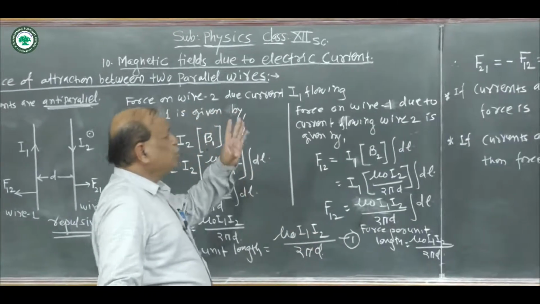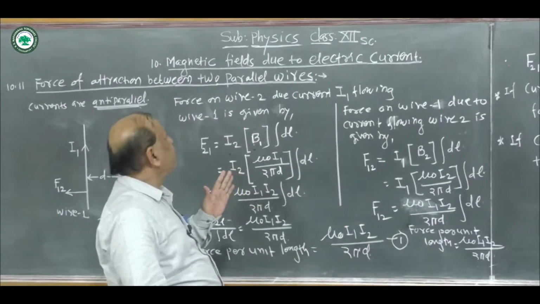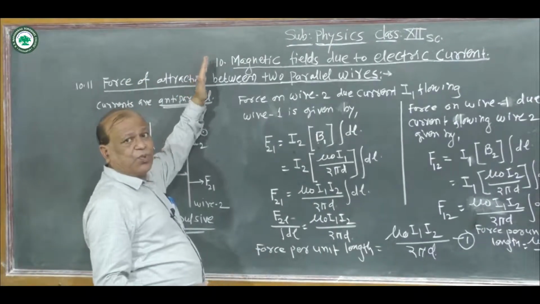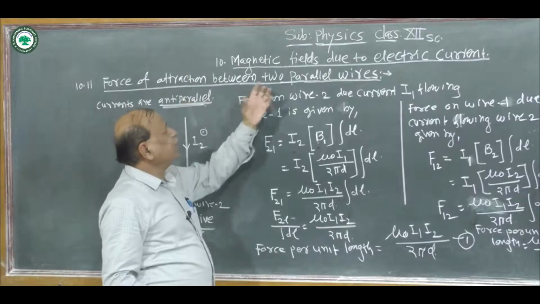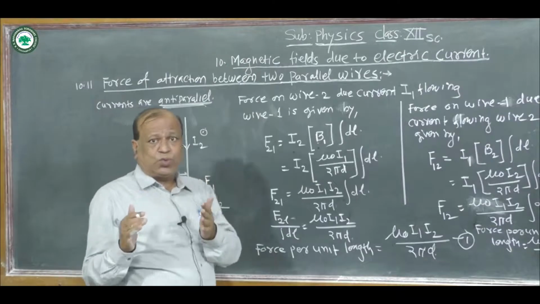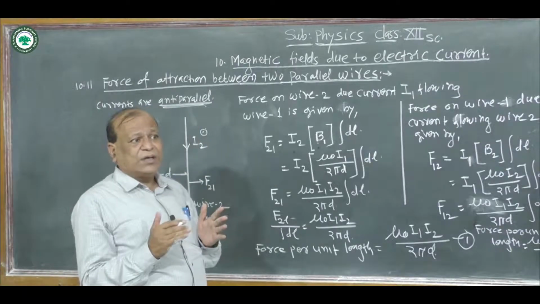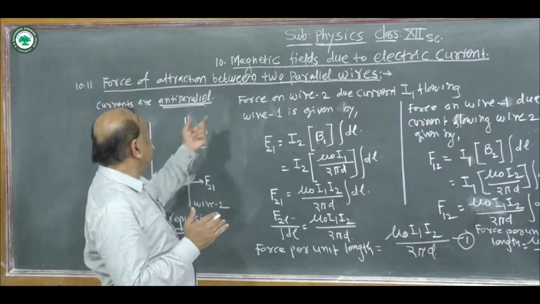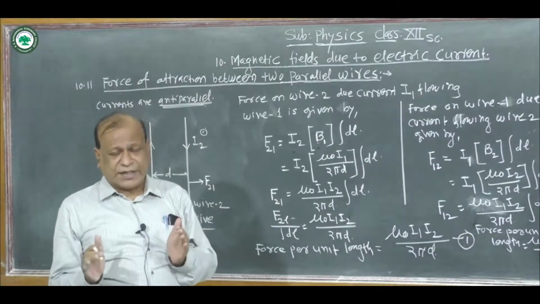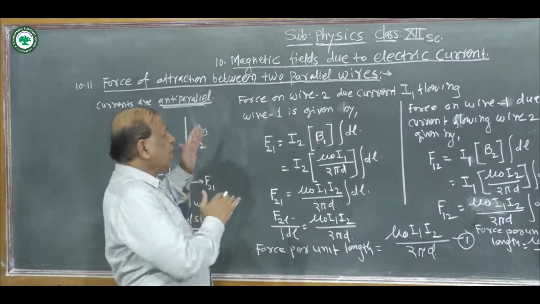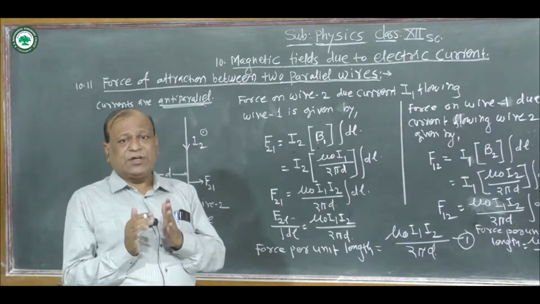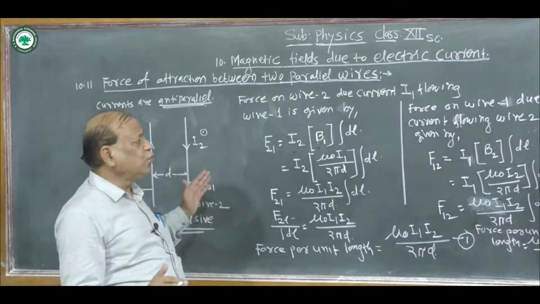In this way, we can easily obtain the expression for the force of attraction or repulsion between two parallel wires. If the currents flowing through these parallel wires are parallel, then there is a force of attraction. If currents are anti-parallel, then there is a repulsive force between the two wires.